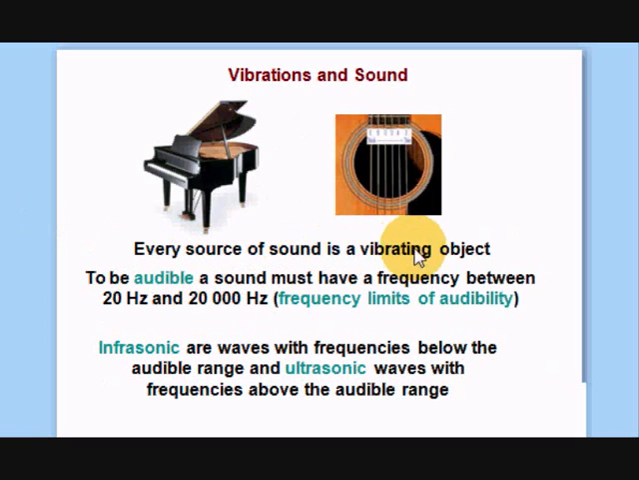Every source of sound is a vibrating object, a vibrating string in this case, and indeed another vibrating string in a piano as well. The audible range is between the frequency limits of 20 hertz up to 20 kilohertz, which also gets a mention in the tutorials. Infrasonic waves are frequencies below the audible range, and ultrasonic waves are frequencies above the audible range. Ultrasonics are important in medical devices and inspection techniques.